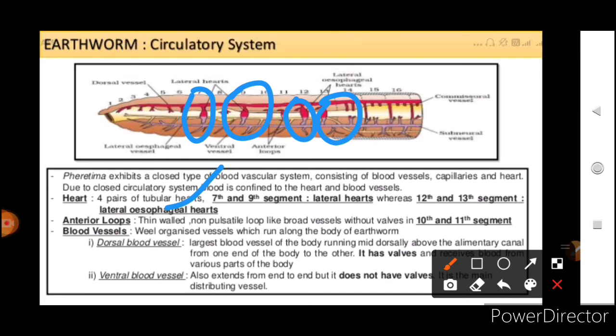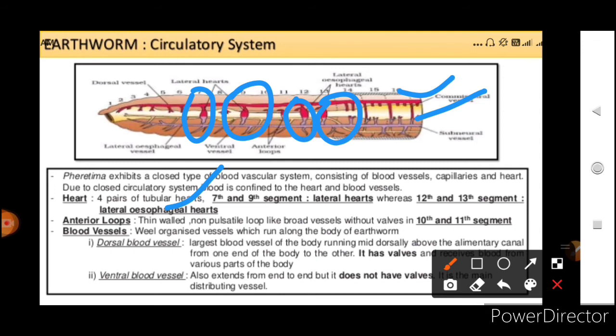Blood vessels are well organized vessels which run along the body of the earthworm. You can see here the presence of blood vessels. Now there is the dorsal blood vessel we saw in the initial morphology. The dorsal blood vessel is the largest blood vessel of the body, running mid-dorsally above the alimentary canal from one end of the body to the other. It has valves and receives blood from various parts of the body.